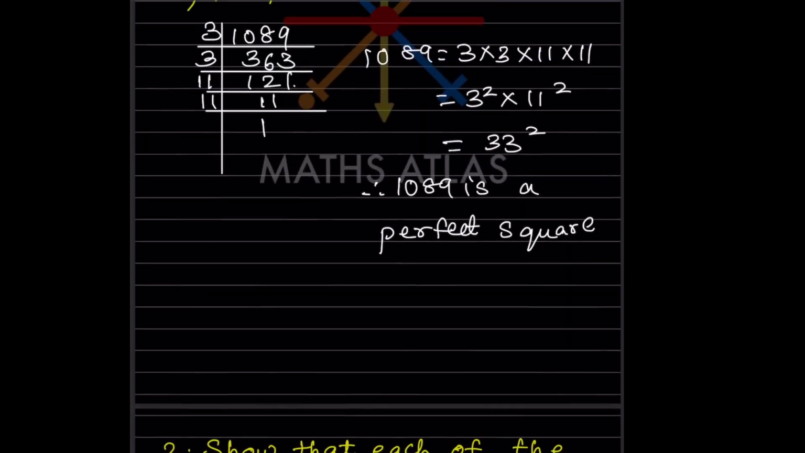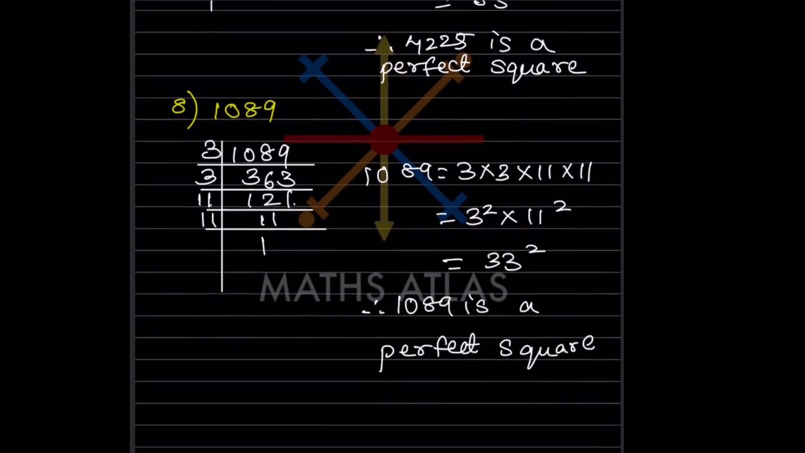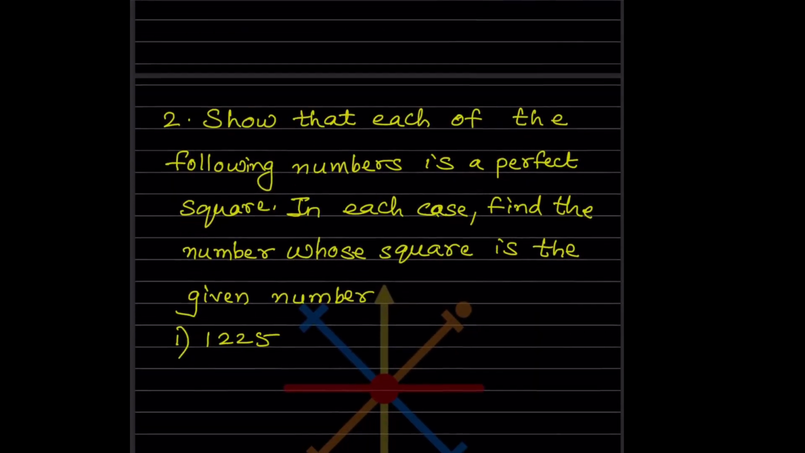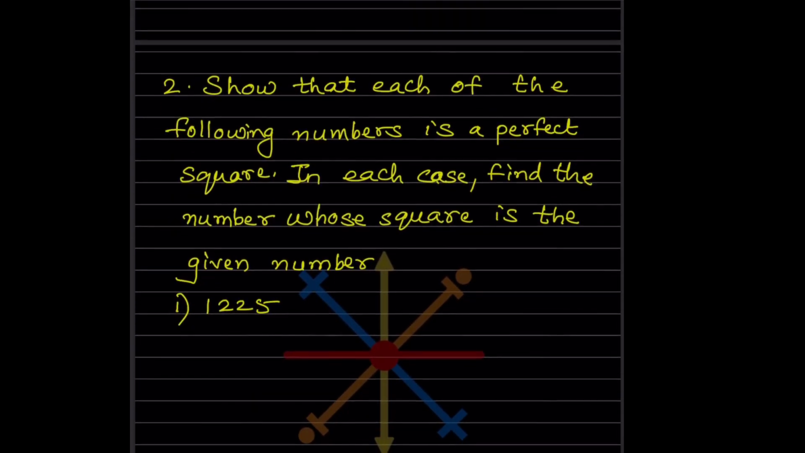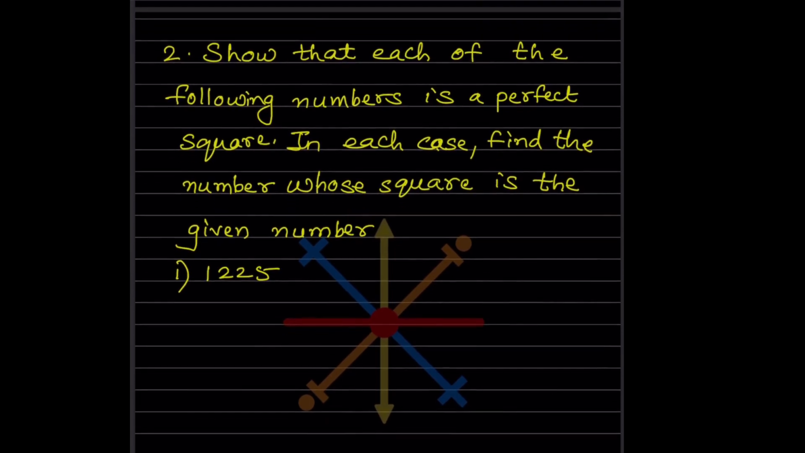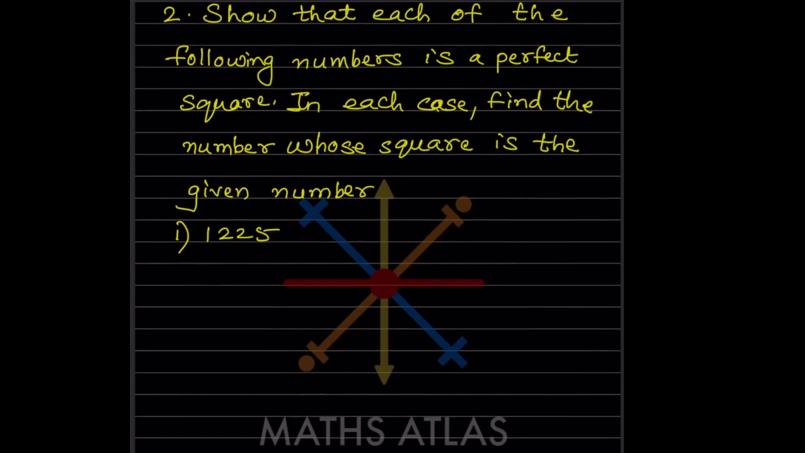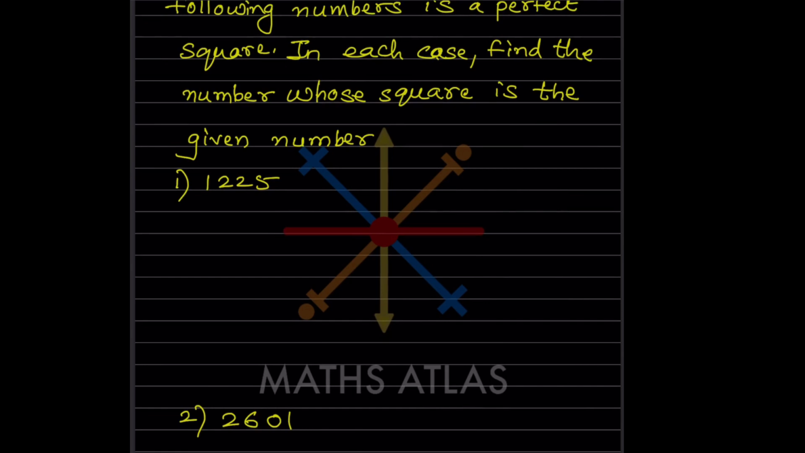Now here, we'll see here, they said show that each of the following numbers is a perfect square. In each case, find a number whose square is the given number. So now we'll write here, we'll do the factorization of this number. So what do we get here?